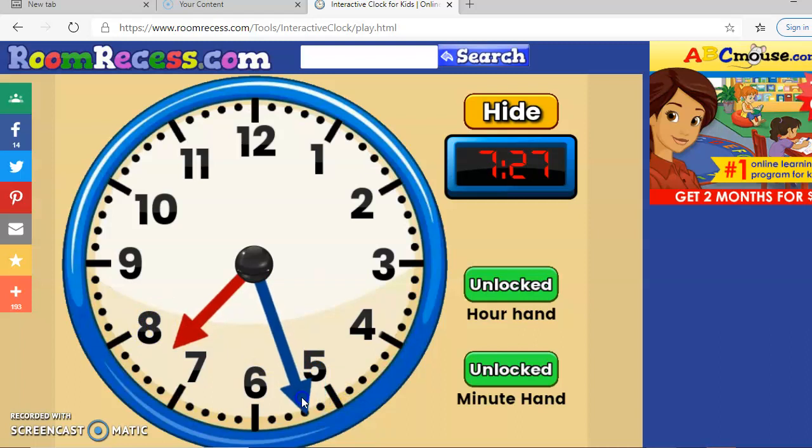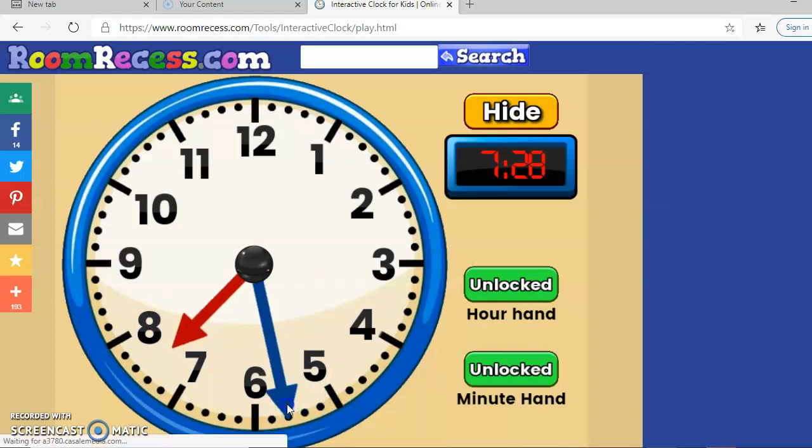7:26, 7:27, 7:28, 7:29, don't walk across this kitty cat, 7:30. Okay, so it is 7:30. Some people say it's half past 7. That means the same thing because it's half an hour past 7 o'clock. And this red hand is halfway between the 7 and the 8. But until this guy gets all the way around, it is still in the 7s. And you're going to see what I mean in just a minute.